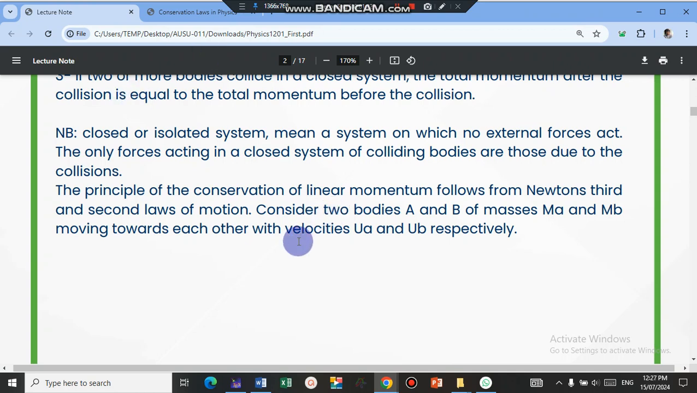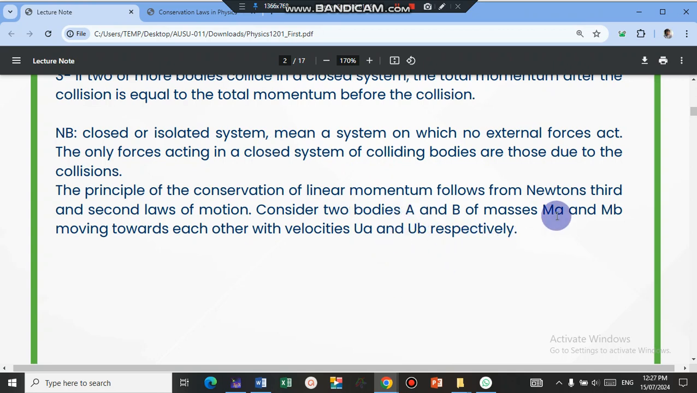So, to begin with, he says, consider two bodies, A and B, of masses m sub A and m sub B. This is not MA, it is m sub A. The A here is a subscript. I think it's a typing error. And the B here is also a subscript. So you have two objects, object A and object B.